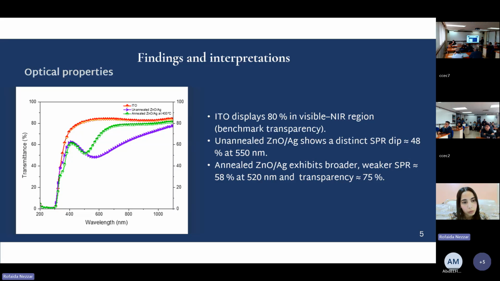Yeah, true, but... Because you have a high absorption in the UV visible region. Yes, I understand. You need to do something in order to improve the properties so that you have similar transmittance in the whole wavelength range as the ITO. Yes, I understand.